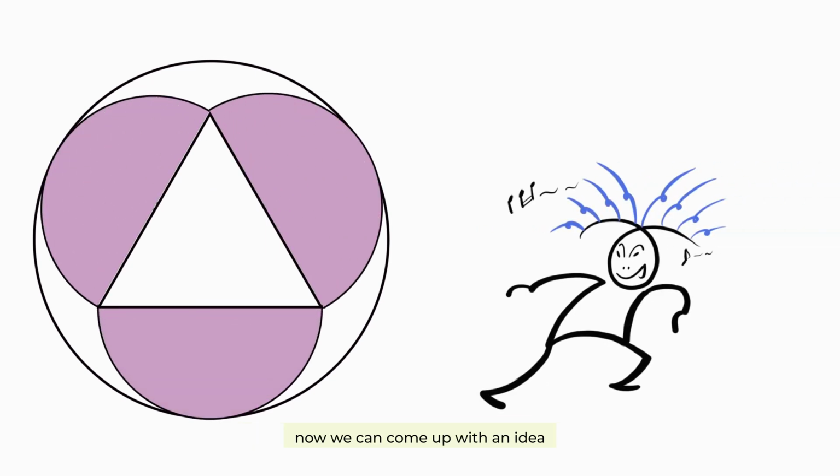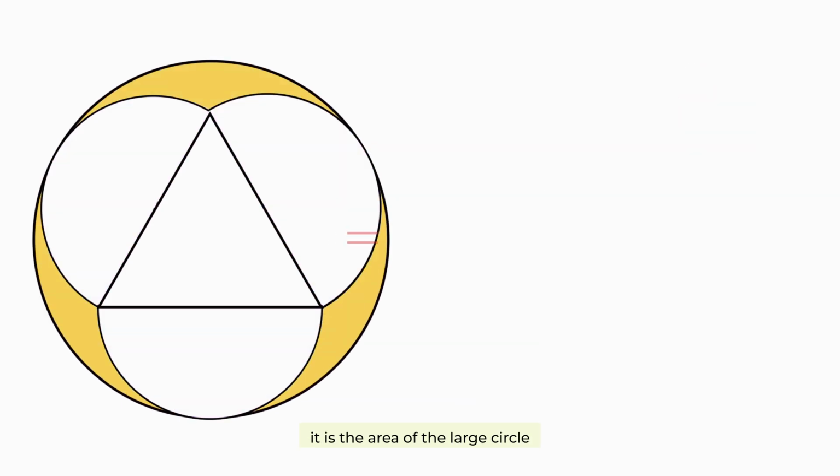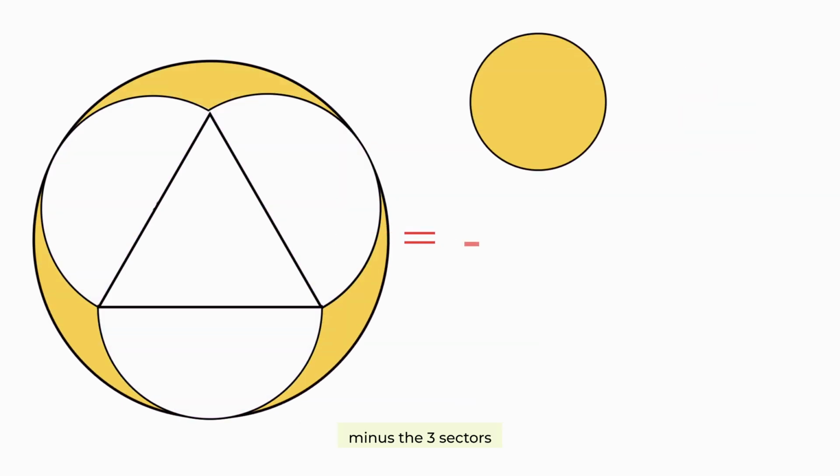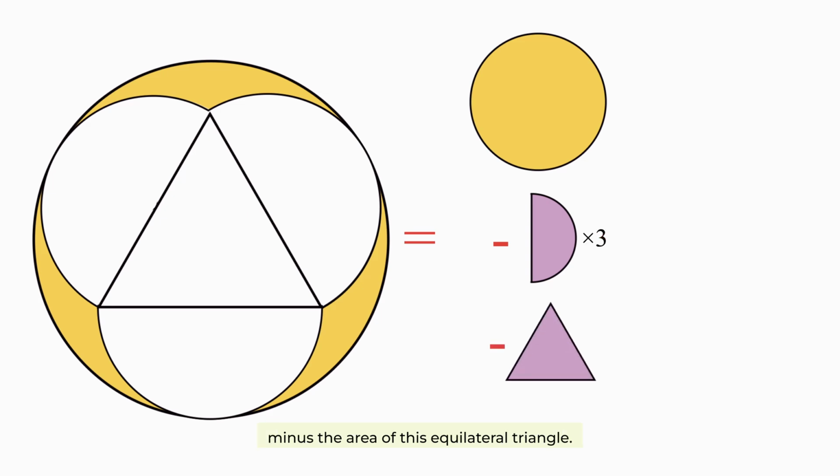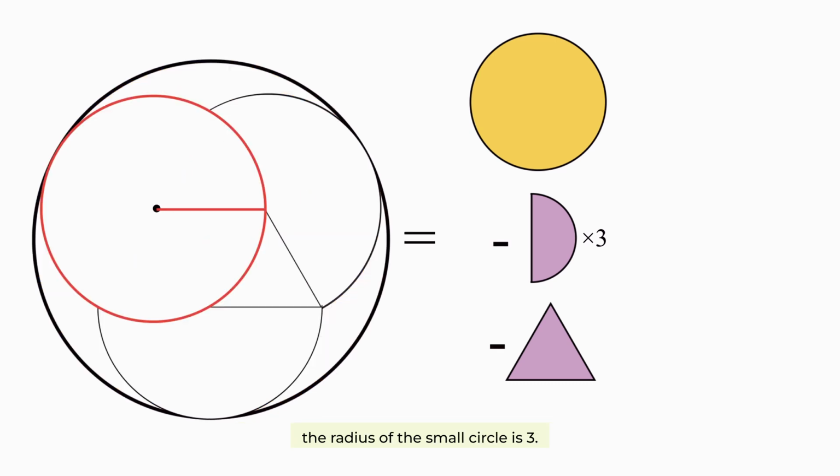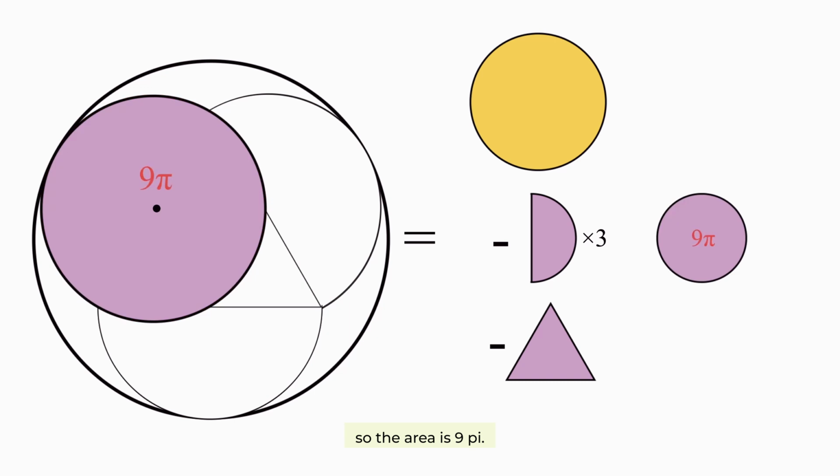Now, we can come up with an idea to find the area of the colored part. It is the area of the large circle minus the 3 sectors, which are halves of the small circles, minus the area of this equilateral triangle. Moreover, we know the radii of the small circles and the side length of the equilateral triangle, but we don't know the radius of the large circle. The radius of the small circle is 3, so the area is 9 pi.